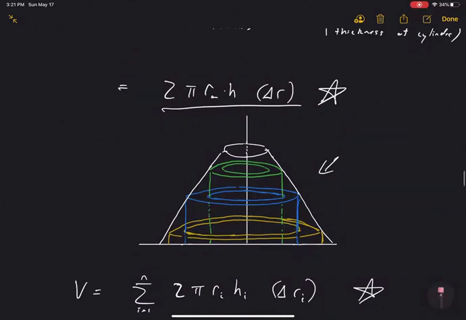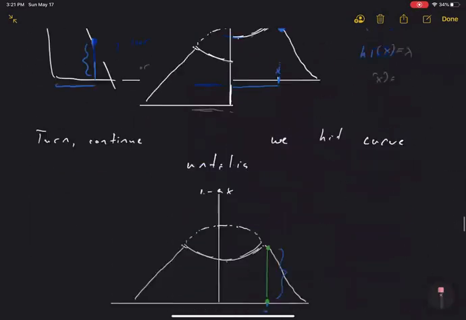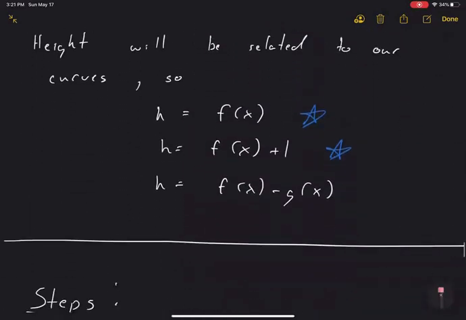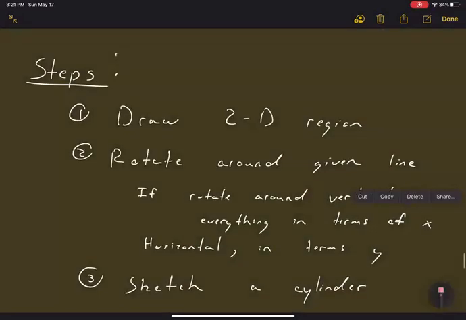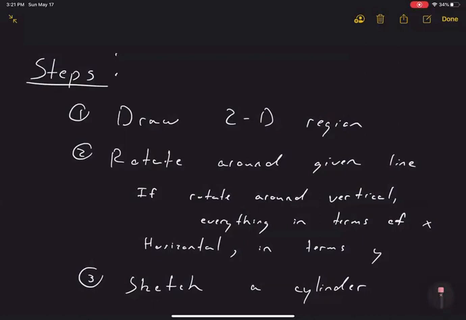And I'm going to lay out some concrete steps to help you figure out these things. So now let's talk about the steps, how to do this in practice, and then we'll do several examples to hopefully hammer home how to do this stuff. So we're always going to start by drawing our 2D region, and then we're going to rotate it. Step 2 would be to rotate it around whatever line we're given.